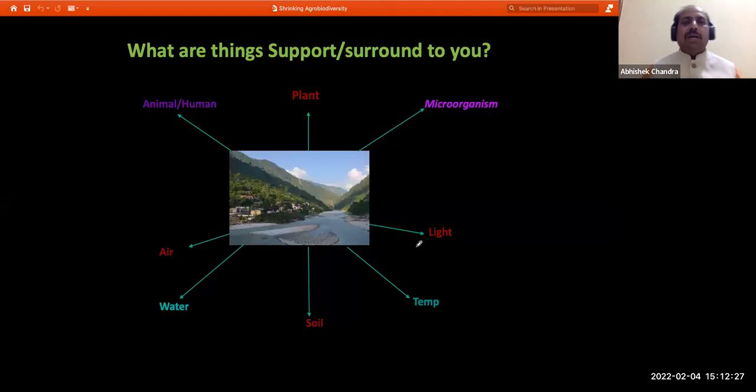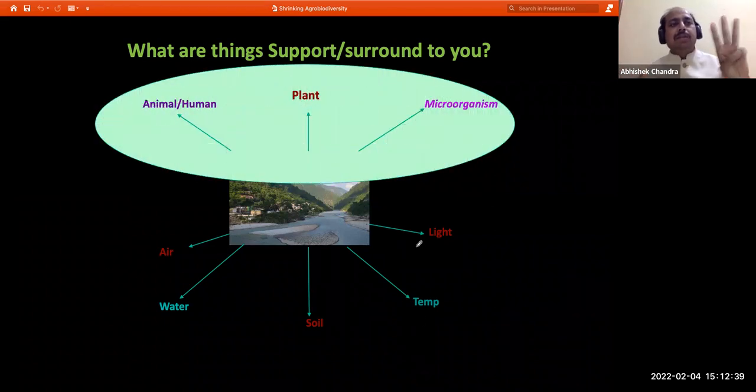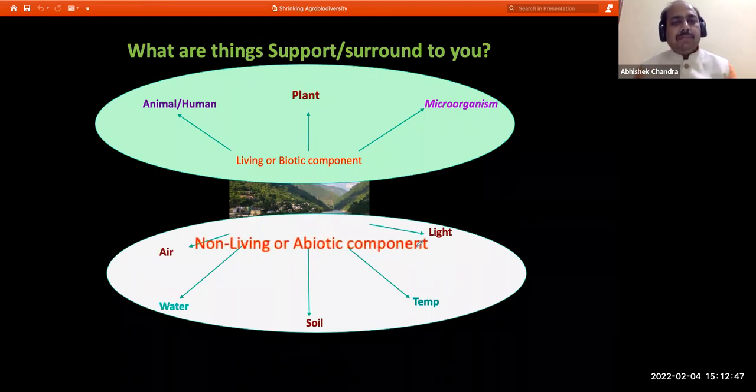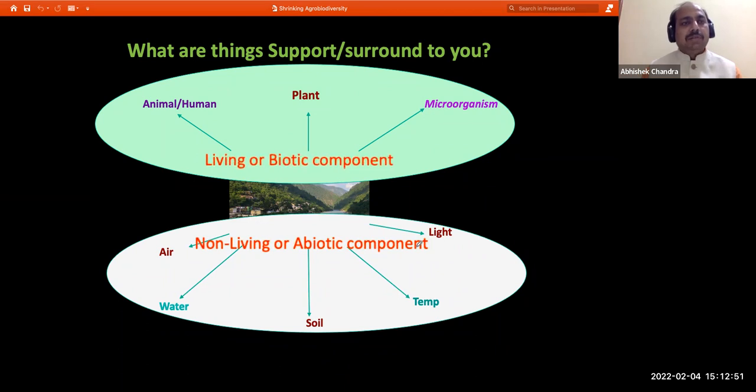So these are the 5 + 3 elements. The 5 are air, water, soil, temperature, and light. And the 3 are plant, animal, and microorganism. So we are putting them into these two categories. One is called the non-living or abiotic component. Another is the living or biotic component. So these are the basic components which are involved.